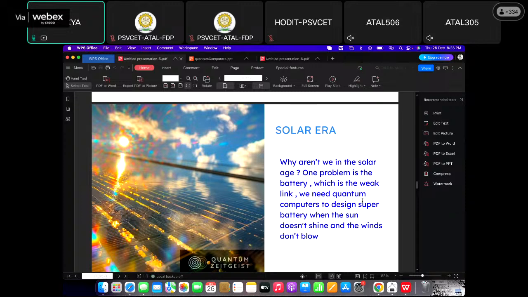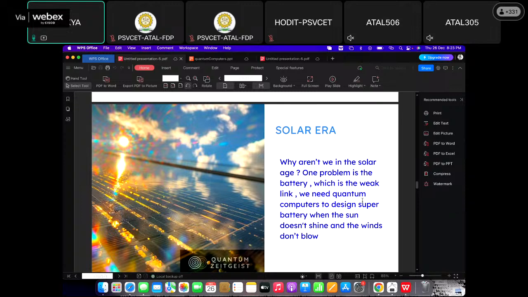Why aren't solar and wind power the answer? One problem is that we need a super battery for when the sun doesn't shine and the winds don't blow. Now, the third one is very important.